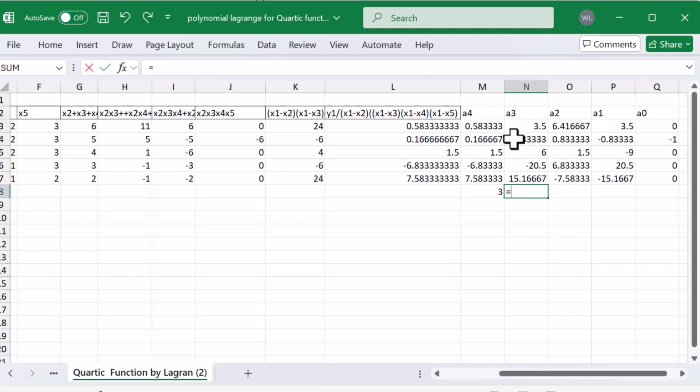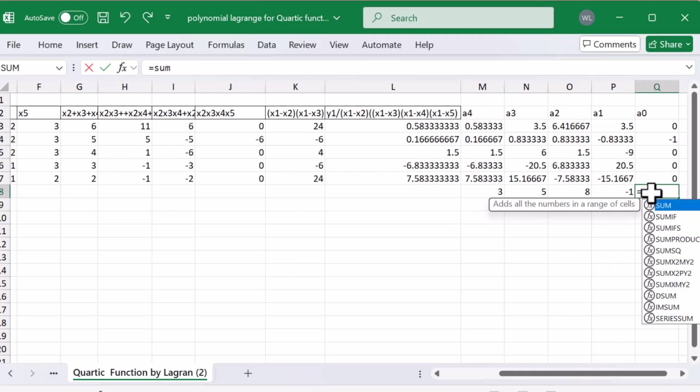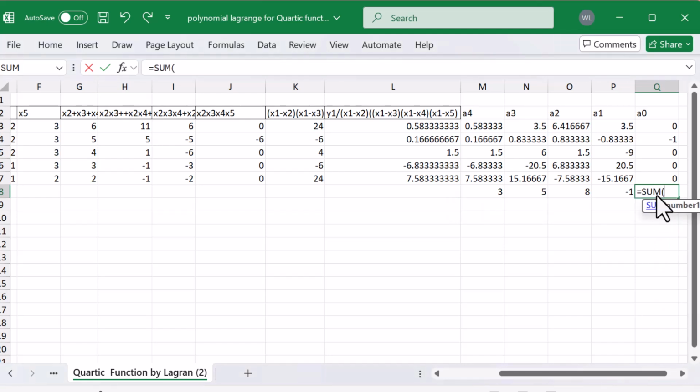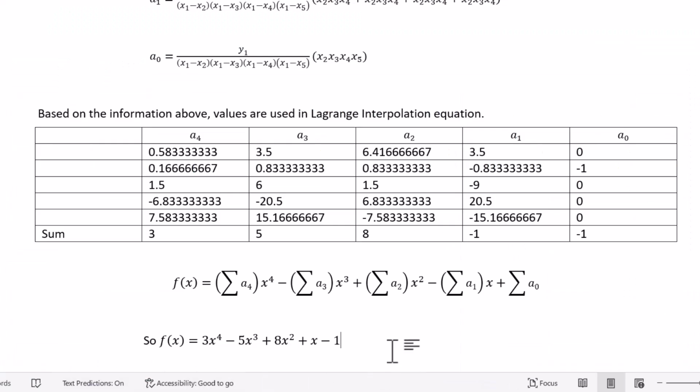For each column, we will do the same thing. Make sure equal sign, then sum. Double click this sum, then highlight the values. Enter. In this way, we got the quartic function for this f of x, which is 3x to the fourth power minus 5x to the third power plus 8x squared plus x minus 1.